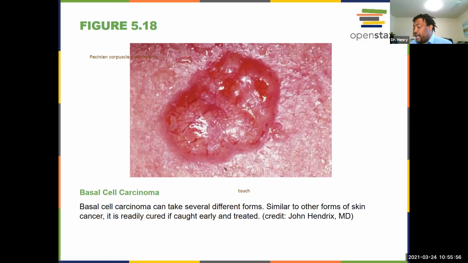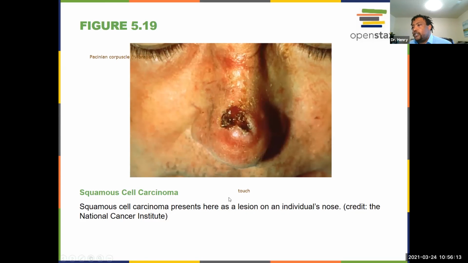As with any form of cancer, basically the cell is totally out of control. In this case, these are particularly the stem cells that are found in your stratum basale. So that's why they call it basal cell carcinoma. Then we have squamous cell carcinoma. Again, it tells you where the cell comes from. In this case, you're starting from a squamous cell.